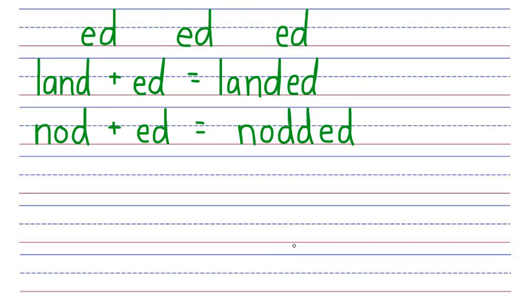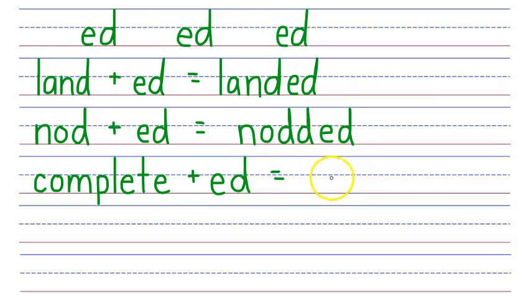Next word, complete. I complete. Complete is spelled with a C that says k, an O that says ah, an M that says m, a P that says p, a L that says ul, an E that says e, a T that says t, and a silent final E. Now if we want it to happen in the past, we add ED to make completed.